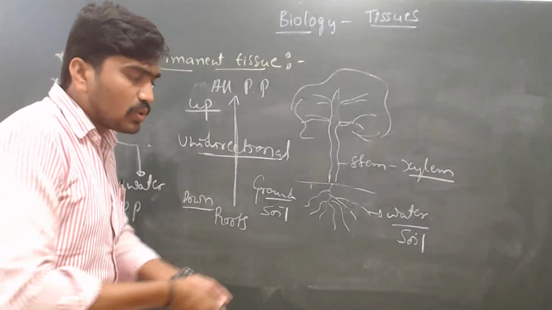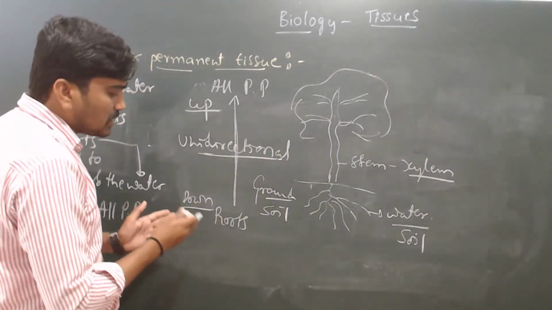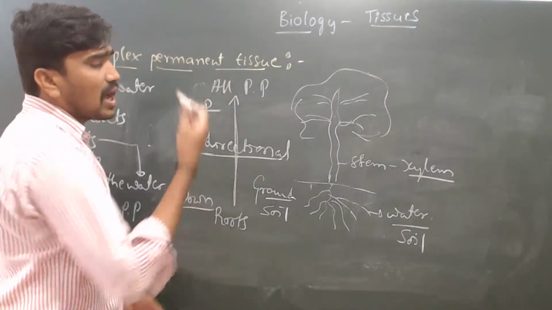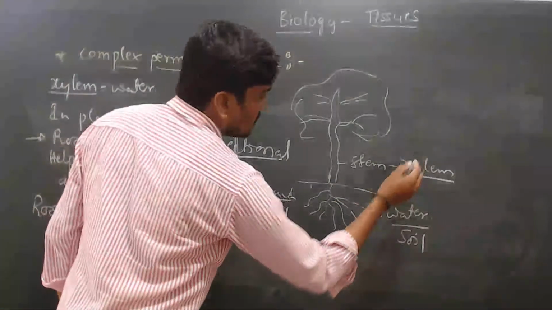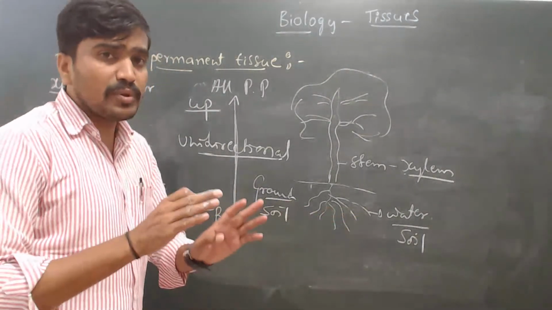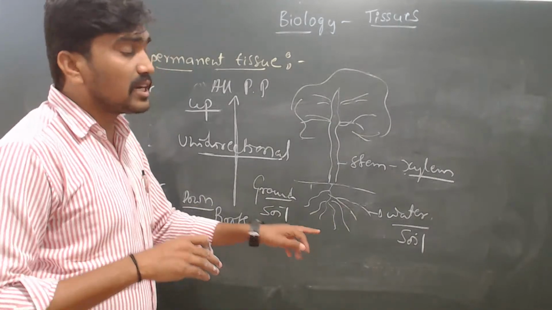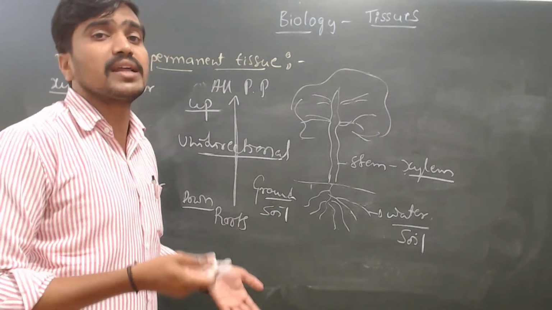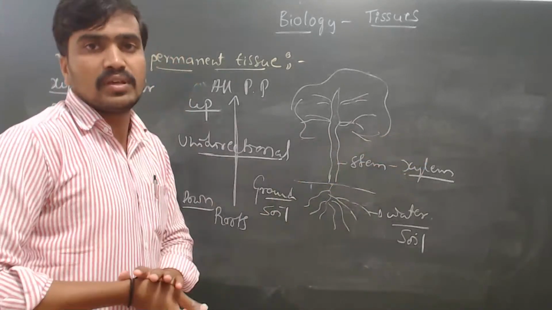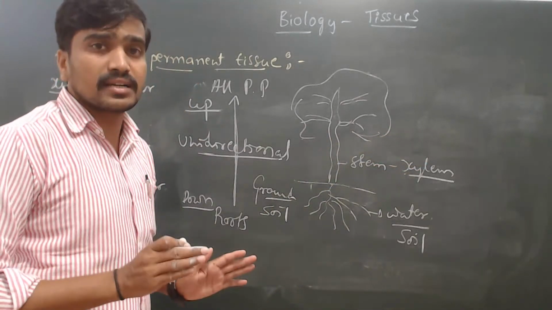Unidirectional means in only one way. Which way? From down to upward, from roots to all parts of the plant. Xylem easily transports the water. Roots absorb only water. After that, which tissue helps to conduct the water in the plant? That is done by xylem. So xylem is known as water conducting tissue.